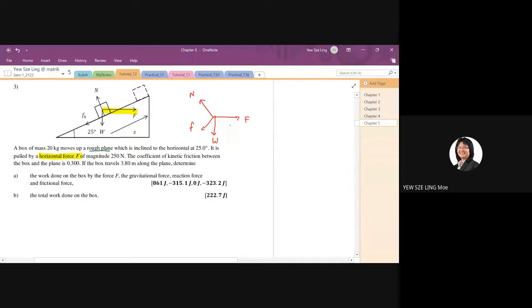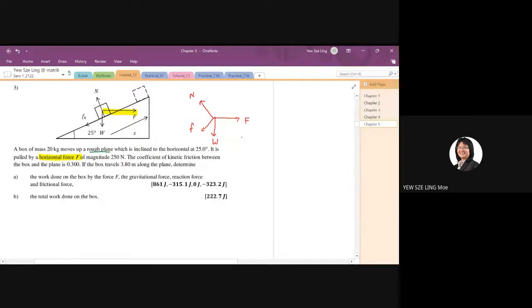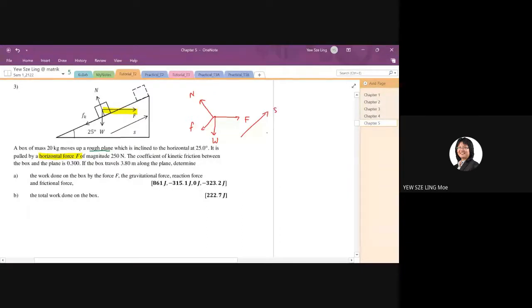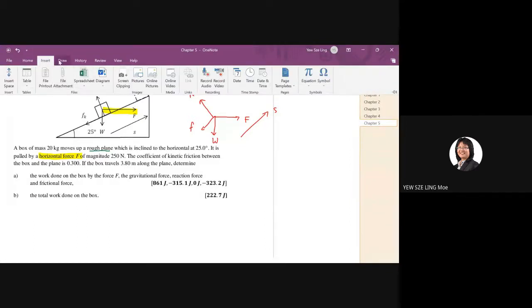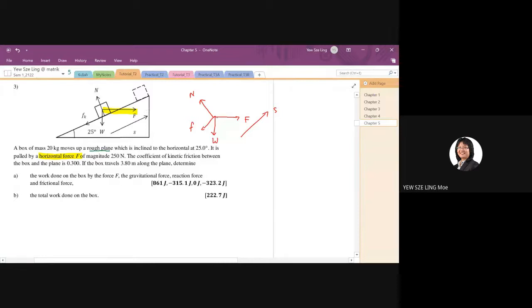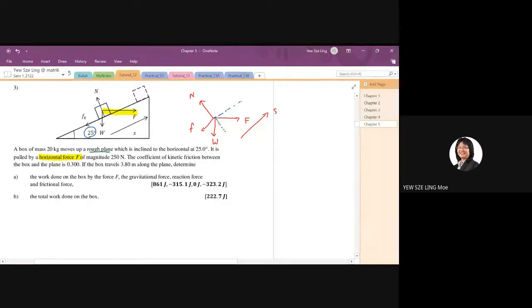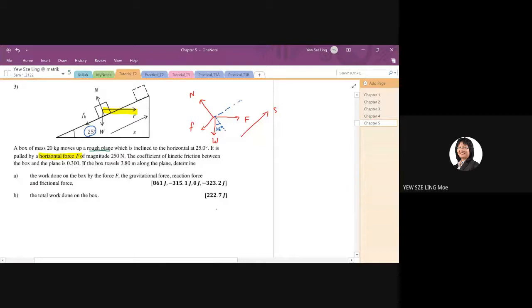And then my S is going to here. So now let me insert the angles. Let me put the angle. So this is my y-axis. This is my x-axis. So the x-axis is parallel to the S. The angle given is 25 degrees, the inclined plane. So 25 degrees is beside your W.